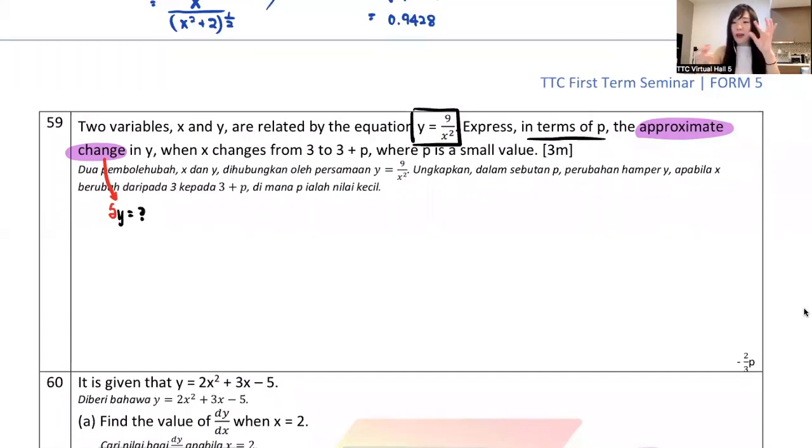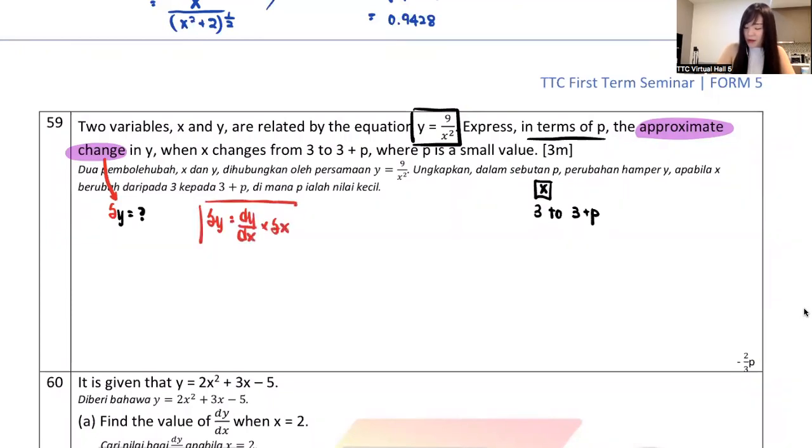Whenever they find a small change, they will give you another small change. It's like whenever you want to find a rate, they will give you another rate. It's the same meaning. So now they want to find a small change in y. They tell me the x is changing from 3 to 3 plus p. And again, let's do it again. Small change always uses this particular formula.